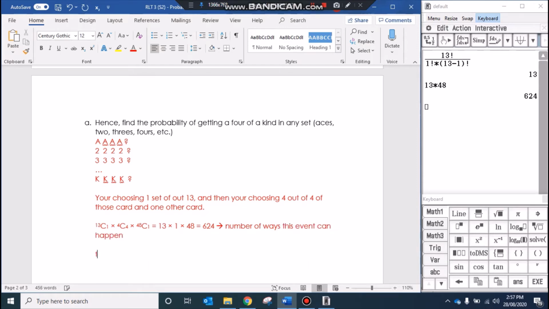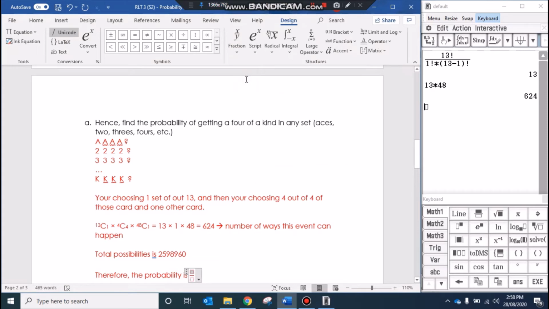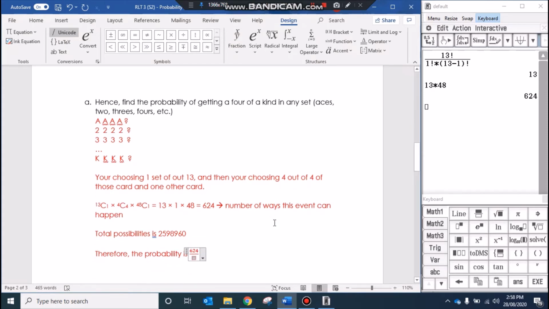We already know the total possibilities is 2,598,960. Therefore, the probability is the number of ways that event can happen, 624, over the total possibilities, which gives us 1 over 4,165.